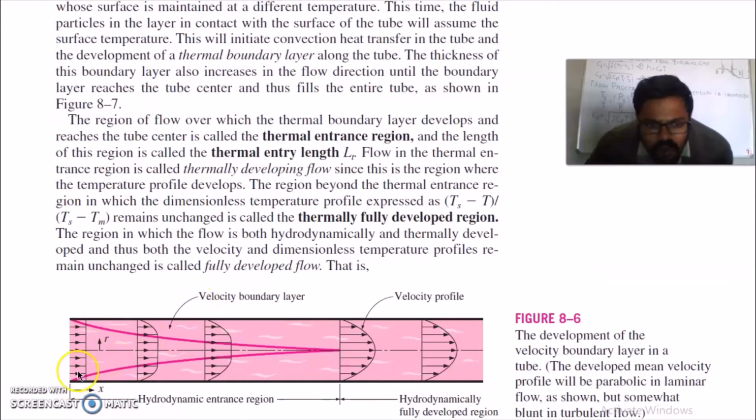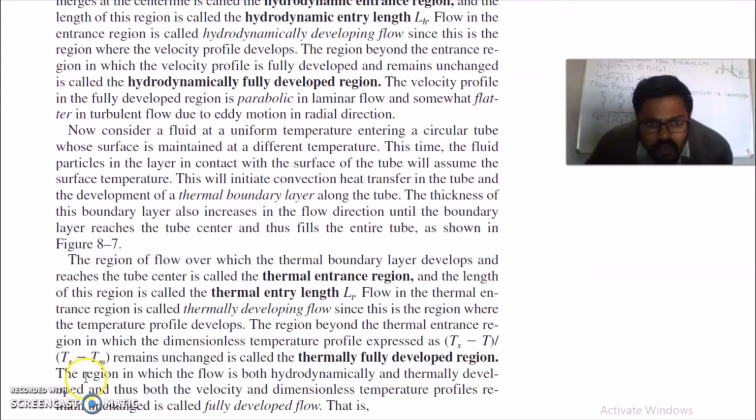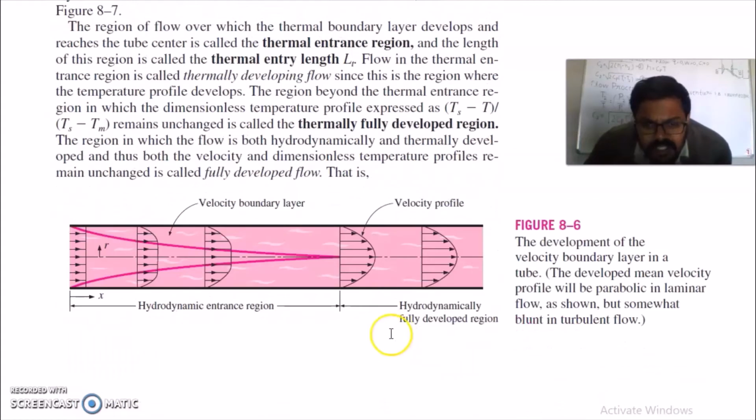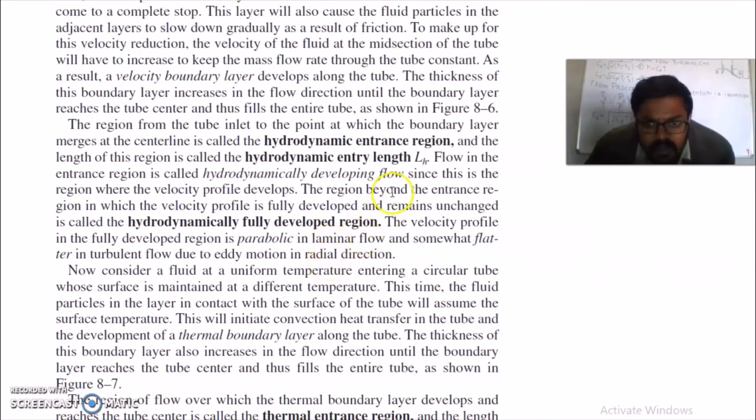The region from the tube entrance to the point at which the boundary layer merges at the center line is called the hydrodynamic entrance region. So this region from this to this, where your boundary layer merges at the midsection, is called the hydrodynamic entrance region, and the length of this region is called the hydrodynamic entry length, which is equal to LH.